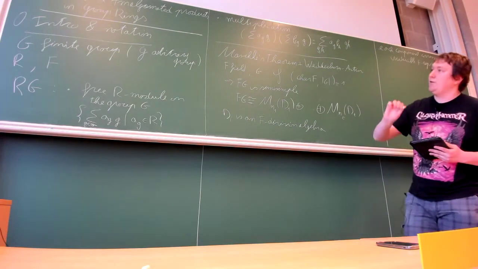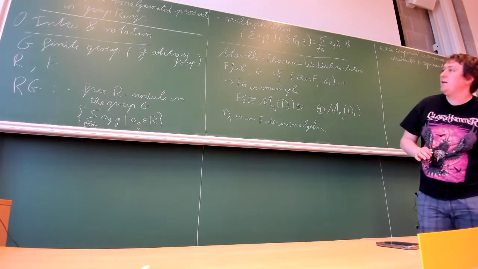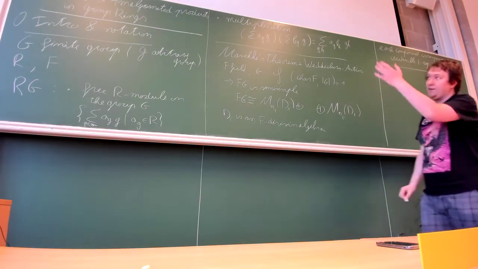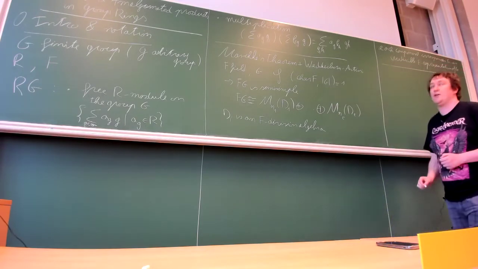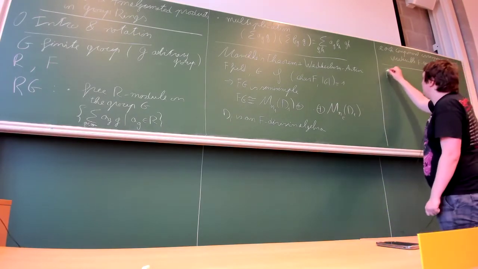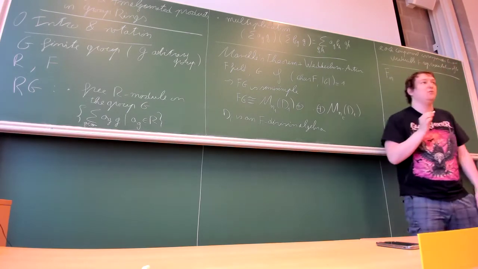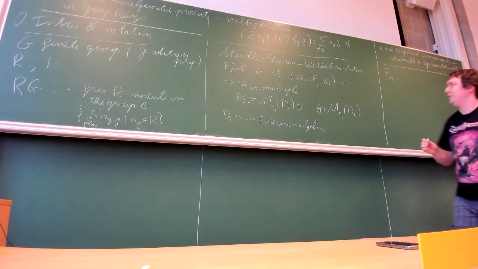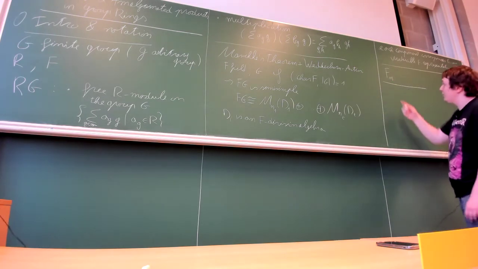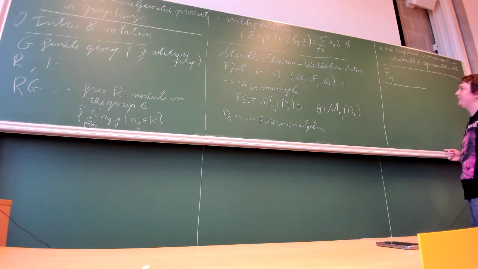Okay, so that's for the first part about group rings. Now, the second part of the title is free and amalgamated products. So I will assume everybody knows what Fn is. It's a free group on n generators. I don't think I need to actually define this. But we can generalize such a construction a little bit further.